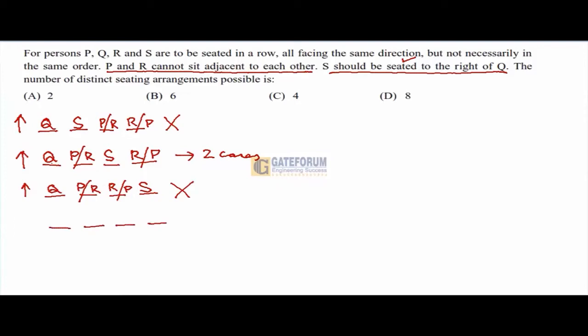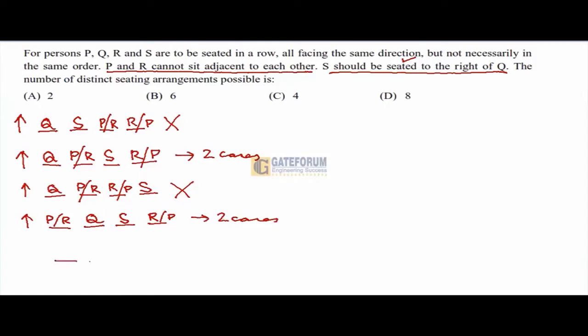Now next case, from the first position, let us suppose Q moves to the second position. So S sits to the right of Q, so S sits here. Perfectly okay. Either P sits here and hence R sits here, or else R sits here and hence P can sit here. So this is the direction. As we find out, two cases result, two different arrangements result.